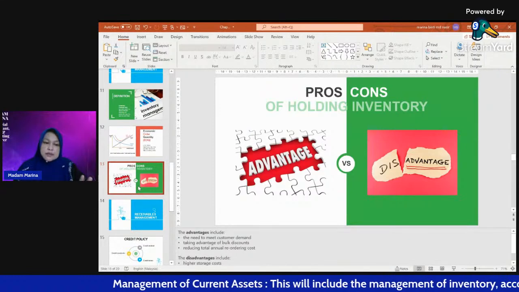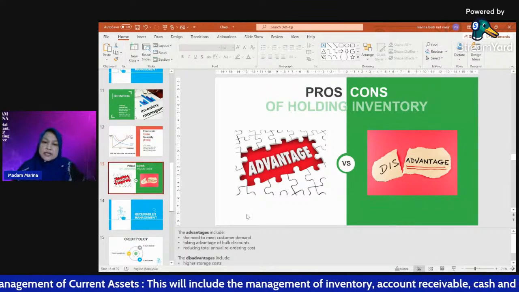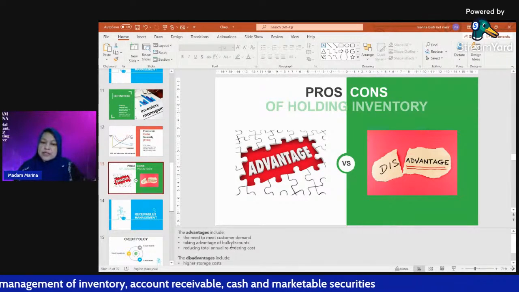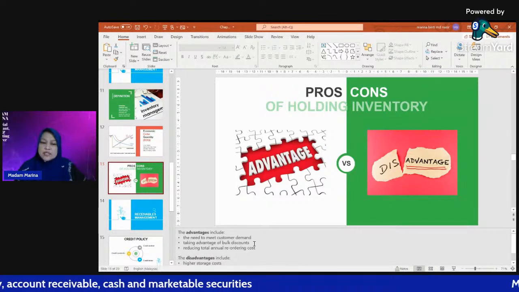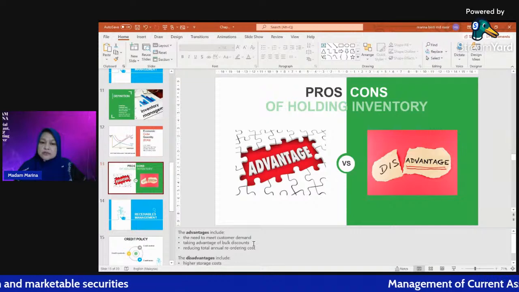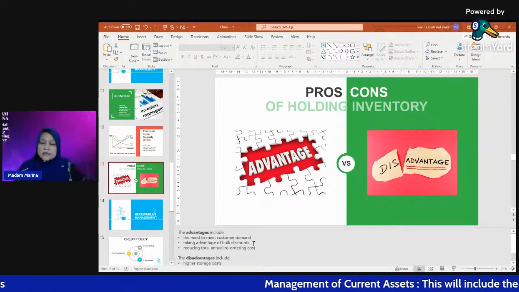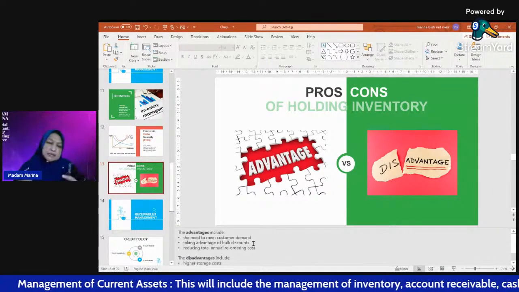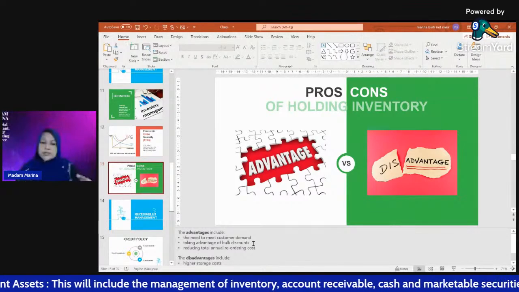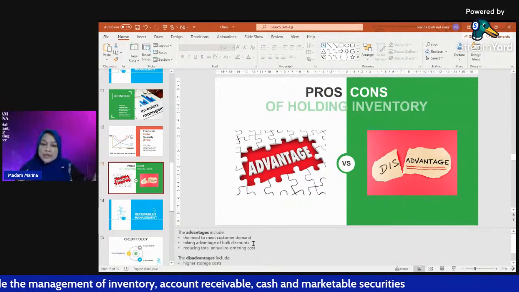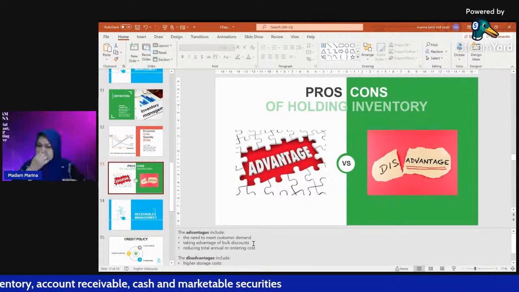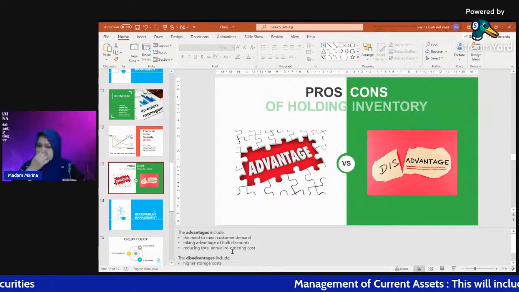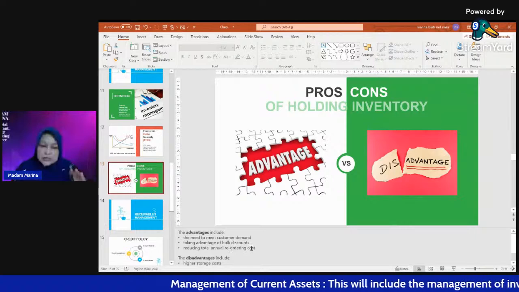Okay, next, what are the pros and cons of holding inventory? What are the advantages of holding inventory? The need to meet customer demand. Taking advantage of bulk discount, which means we want to receive a discount from our supplier. We purchase in bulk, so we can take advantage of bargain purchases or receive bulk discounts. And reducing the total annual ordering cost.